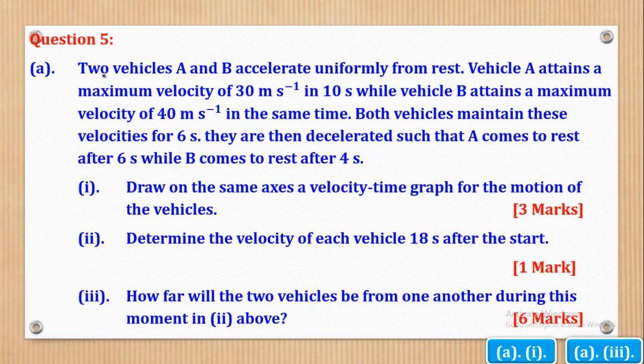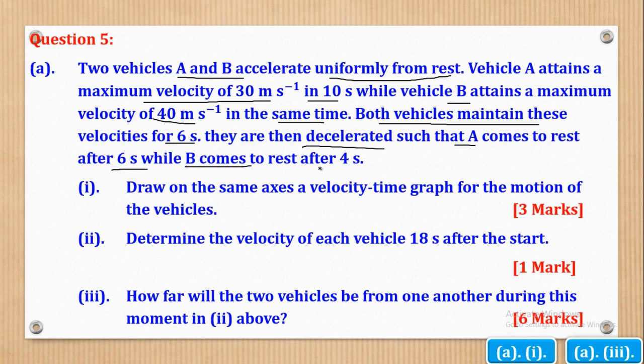Question 5 part A says, two vehicles A and B accelerate uniformly from rest. Vehicle A attains a maximum speed of 30 meters per second in 10 seconds, while vehicle B attains a maximum speed of 40 meters per second in the same time, that is in 10 seconds. Both vehicles maintain these velocities for 6 seconds. They are then decelerated such that A comes to rest after 6 seconds while B comes to rest after 4 seconds. Roman 1. Draw on the same axis a velocity time graph for the motion of the vehicles.